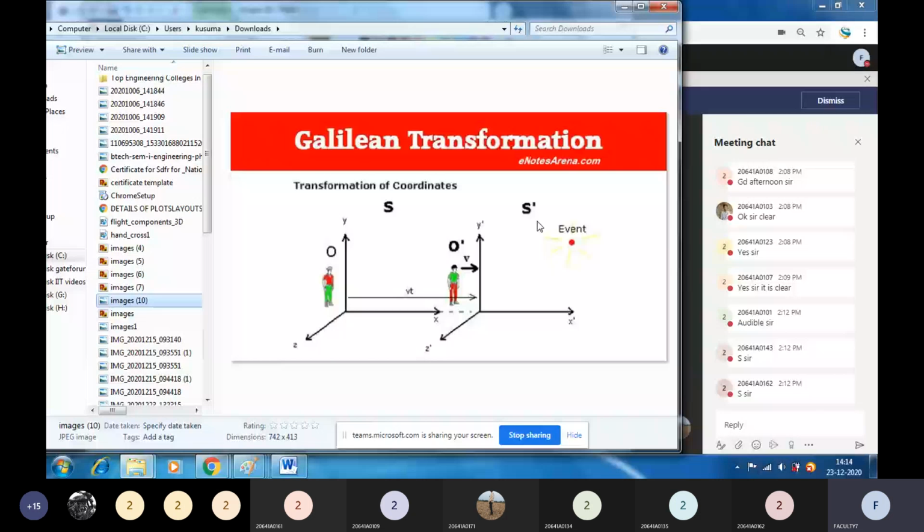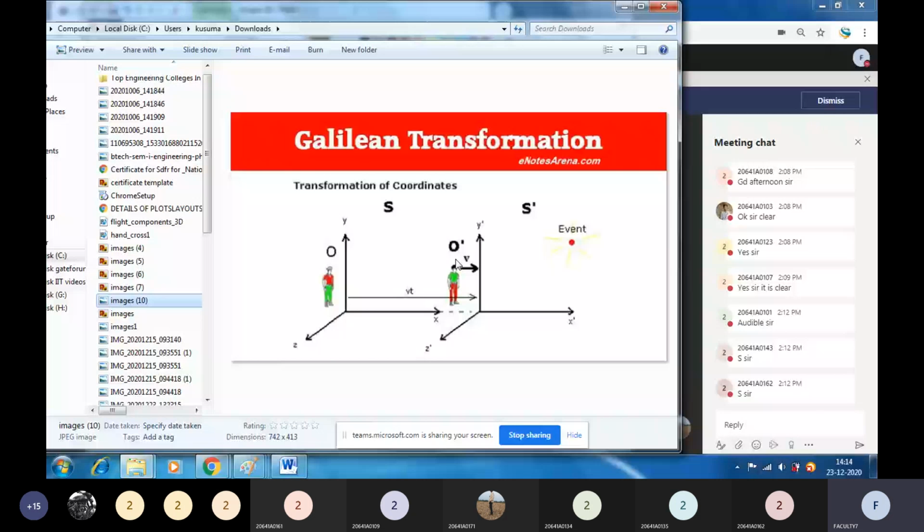Now both these persons are going to view a particular event. We mention this as an event. Let us assume that a particular vehicle is there, and they are observing this particular vehicle. Let us assume the event is a vehicle here. Some bus is moving or some vehicle is moving or it is at rest. Both the persons are observing the same particular point.